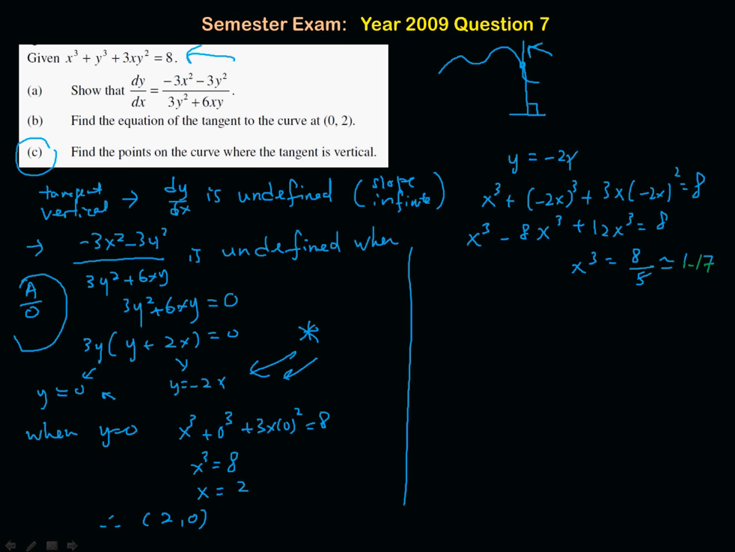And so we'll have y equal to negative 2x, which is negative 2.34. And so the points are (2, 0) and (1.17, negative 2.34). These 2 points are where the tangents are going to be vertical.